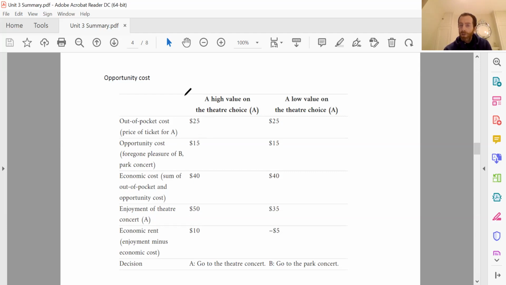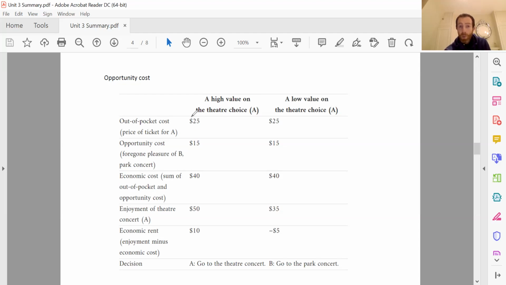What I should say is we've got a person who has a choice between going to the theater, and to go to a concert in this theater, they have to pay $25. And the other choice is to go to a concert in the park, which is free. So to work out the opportunity cost, as an economist, we need to work out the full economic cost of the choice of going to the theater.